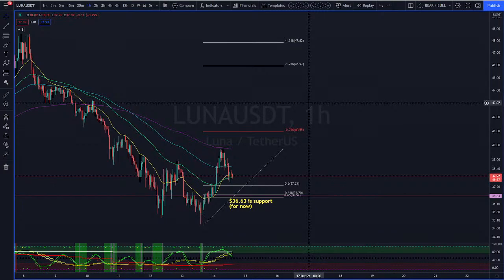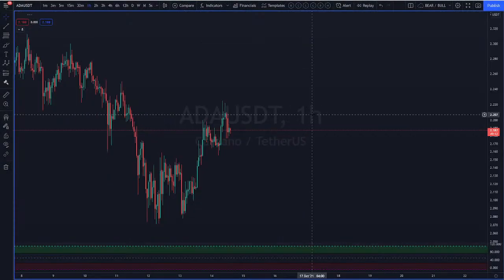I'll take a look at Bitcoin dominance here in just a moment. I'm going to take a look at Cardano. I love Cardano a lot.